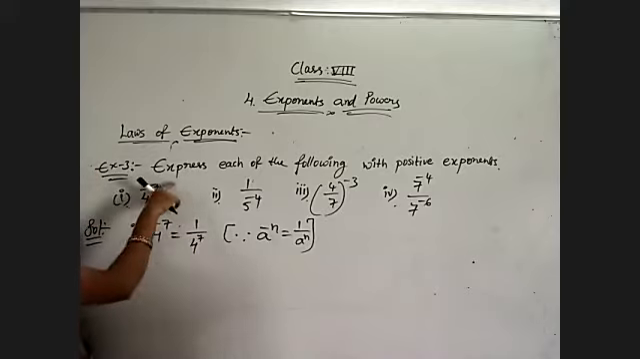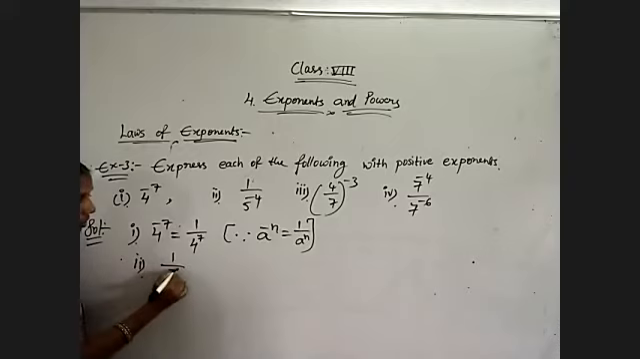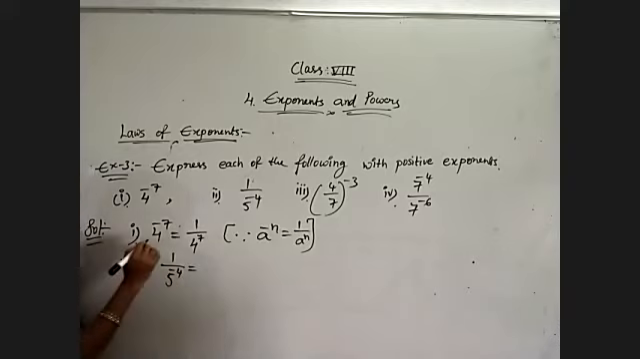What is the question? Express each of the following with positive exponents. Now it is a positive exponent only, no? Observe, plus 7. Here a negative exponent was given, we have changed it into a positive exponent. Very simple. Now coming to the second question, 1 by 5 to the power of minus 4. It is negative, we need to convert it into positive.